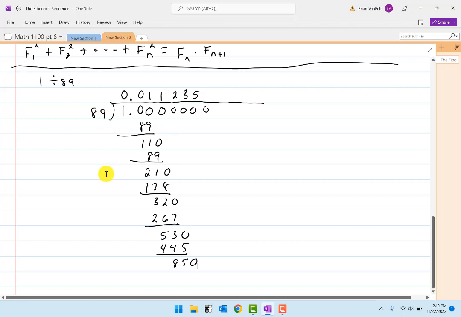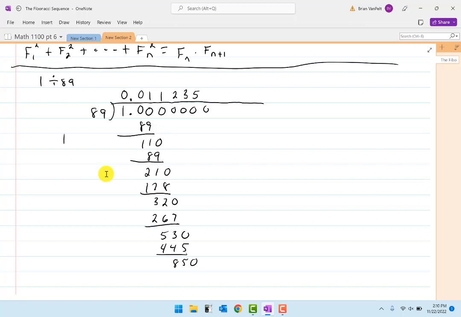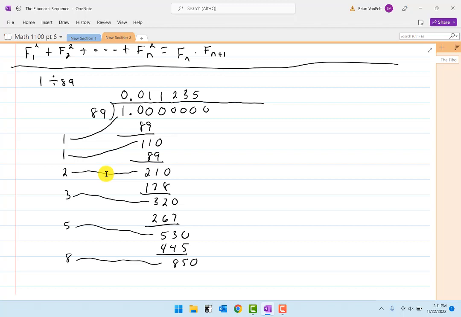But there's other places where you see it as well. Look at these numbers here. There's 1, 1, 2, 3, 5, 8. So you can see the Fibonacci numbers are staring right there. They just seem to appear in a lot of different things.